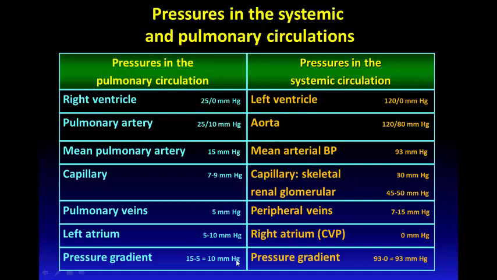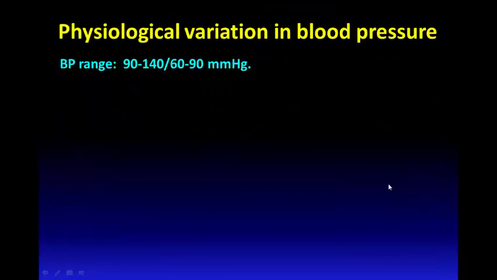The pressure gradient in the systemic circulation is the difference in pressure between the mean arterial blood pressure, which is 93 millimeters of mercury, minus the pressure in the right atrium. And this is the force which drives blood along the systemic circulation, because systemic circulation begins in the aorta and it ends in the right atrium. In the aorta, the mean pressure is the mean arterial blood pressure, which is 93 millimeters of mercury, and in the right atrium the pressure is 0 millimeters of mercury. Hence, the pressure gradient in the systemic circulation is 93 millimeters of mercury.